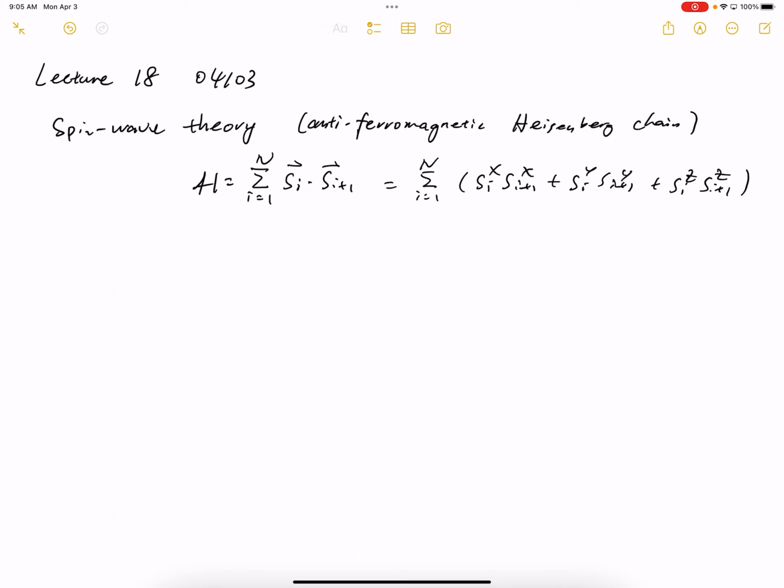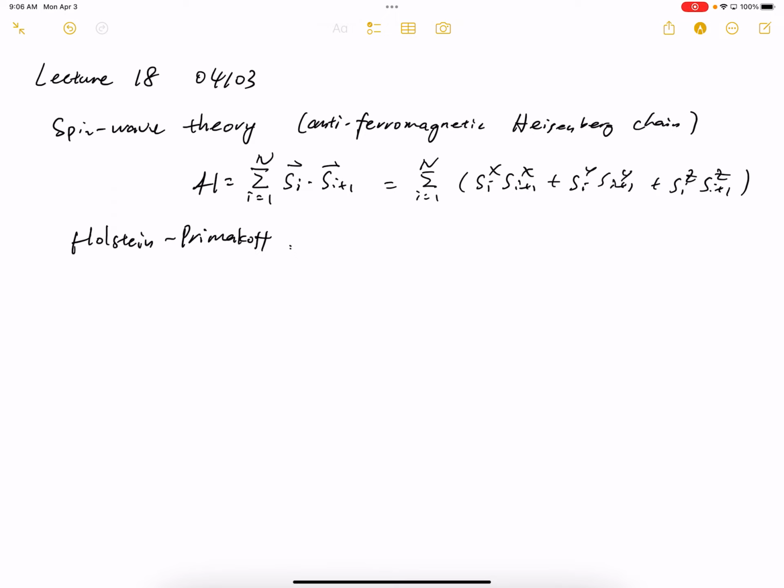In the ferromagnetic case, it's easy because we know the ground state is just all the spins polarized in some direction, and we can call that direction the z direction. You can just define the axis in that way. Then the ground state will basically be all the spins polarized in z, and you can treat that as a vacuum state for the bosons. The mapping between the spin and the bosons we talked about last time is called the Holstein-Primakoff transformation.